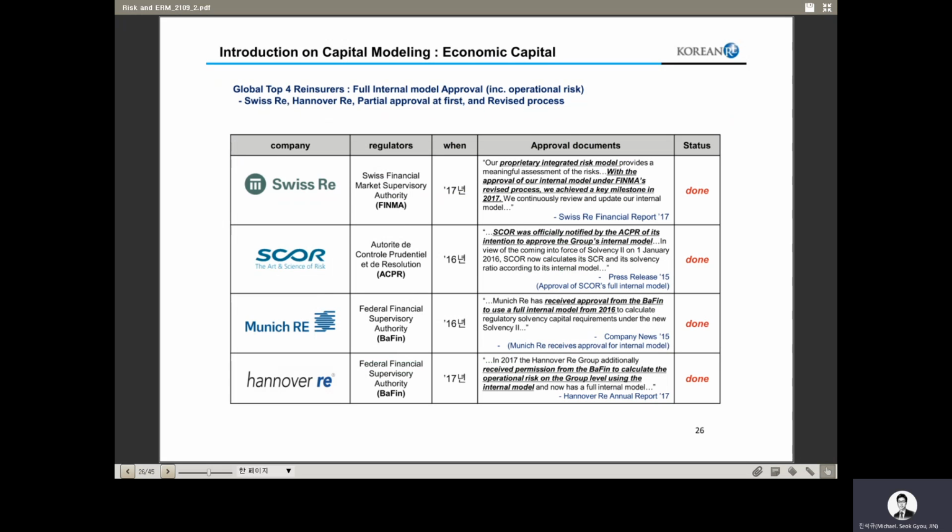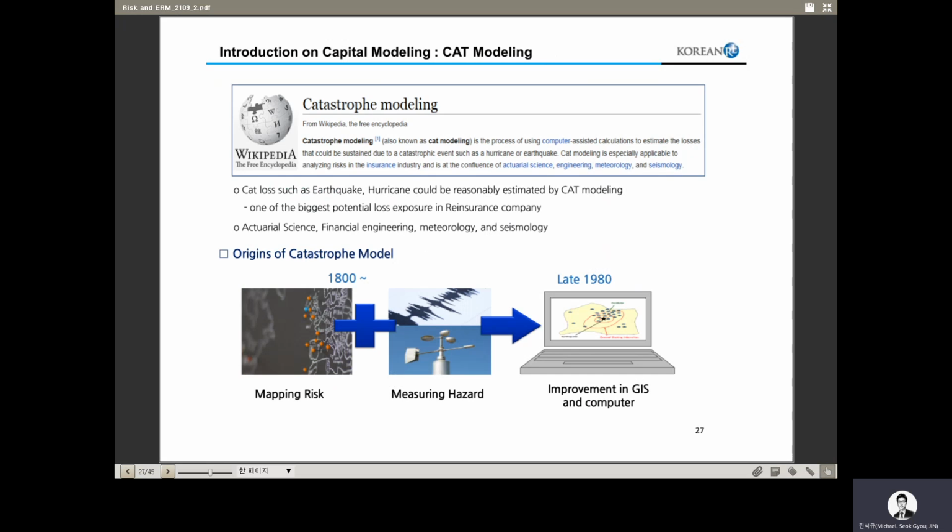Of the global top 4 reinsurers, Swiss Re, SCOR, Munich Re, and Hannover Re, all of them have a full internal model approved by regulators. Most of them first developed a partial approved one, not a full one, and revised it several times over 10 to 20 years. Same as Korean Re.